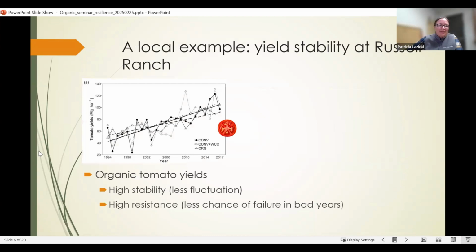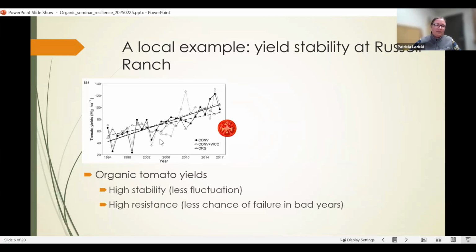So here's a local example. This is from Russell Ranch, our sadly now no longer functioning long-term research station. This group of researchers just measured the yields over time in a corn tomato system that had a conventional system, an organic system that got manure and a cover crop, and then a low input system that also had a cover crop. When they analyzed the yields over time, if you see those triangles, that's the organic system, they had a higher stability than either of the other two. They didn't have the high highs or the low lows. So less fluctuation and then also higher resistance.